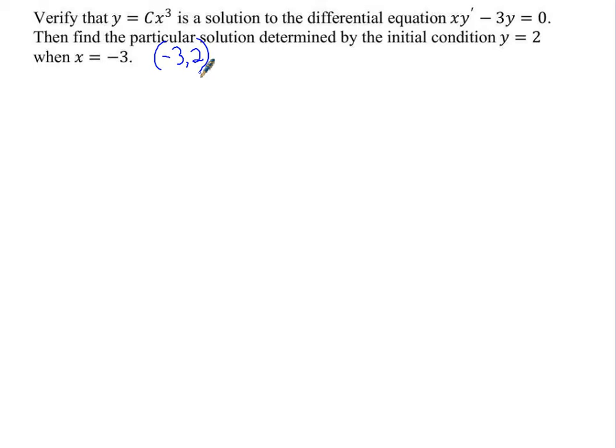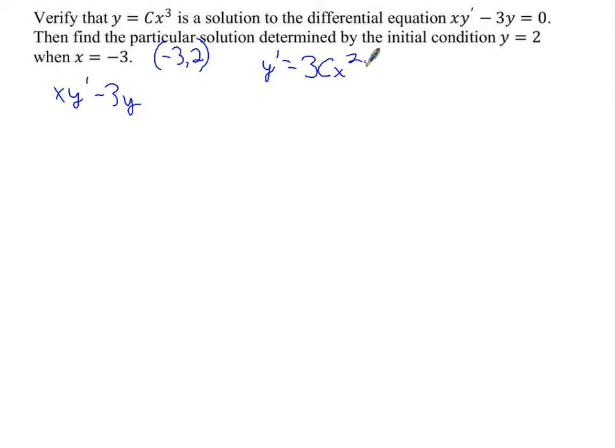So to do a problem like this, now notice what's different about this one compared to the last one. There's an x involved. So that x is just going to remain x. It's not a part of what we're doing, but it stays in the differential equation. So I have x times y prime minus 3y. So we need to take y prime. So y prime equals, bring the 3 down, 3cx squared.